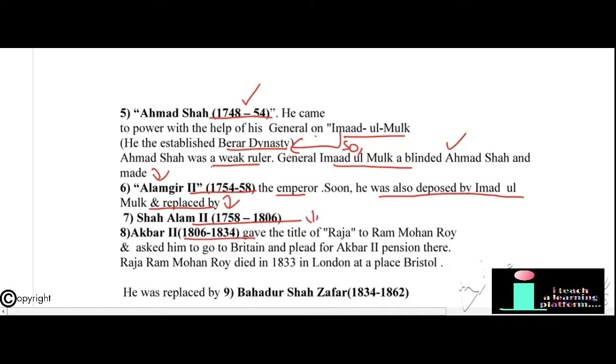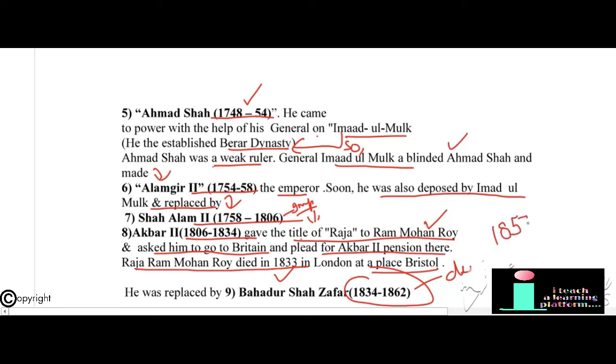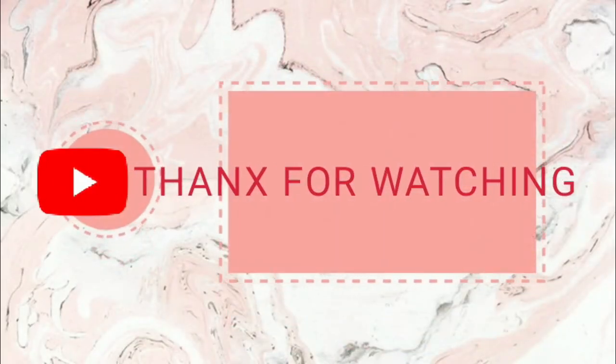Akbar II, whose reign was from 1806 to 1834, gave the title of Raja to Raja Ram Mohan Roy and asked him to go to Britain and plead for the net. Akbar II was replaced by Bahadur Shah Zafar, from 1834 to 1862, and during his reign, the first battle of Indian independence of 1857, or the revolt of 1857, was fought, and the journey continues.